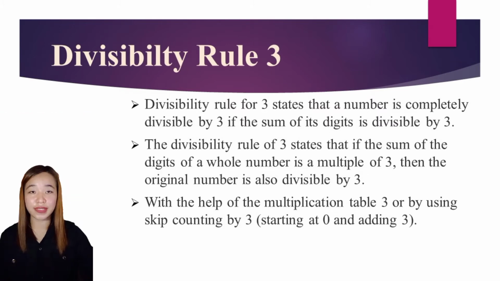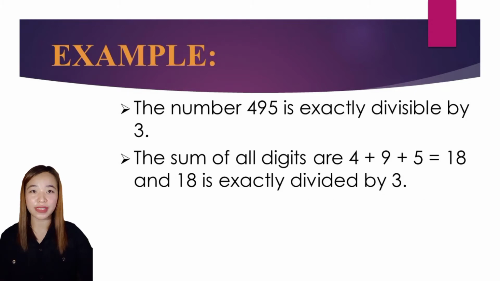So next, the divisibility rule of 3. The divisibility rule for 3 states that a number is completely divisible by 3 if the sum of its digits is divisible by 3. If the sum of the digits of a whole number is a multiple of 3, then the original number is also divisible by 3. This can be checked with the help of the multiplication table of 3, or by skip counting by 3, starting at 0 and adding 3.